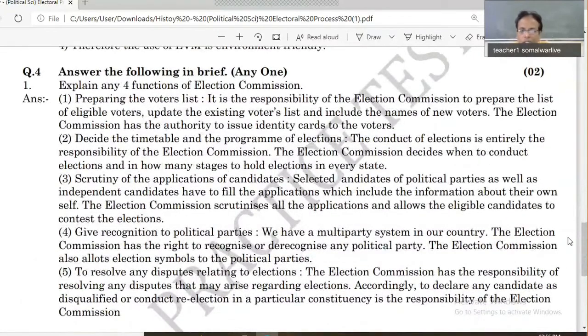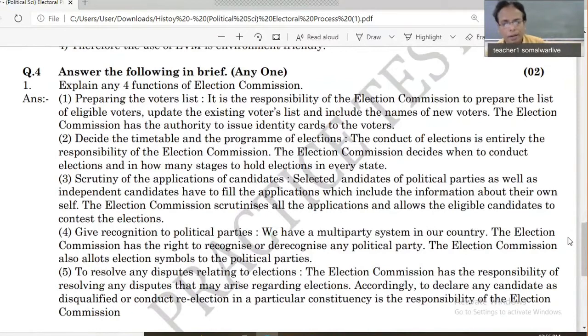Now, explain the following in brief. Explain any 4 functions of election commission. In your textbook, there are 5 to 6 functions. You were expected to write any 4 functions along with the subheading, the subheading and then the explanatory part. You just can't write the subheadings and expect to get the full mark. This is the wrong way.